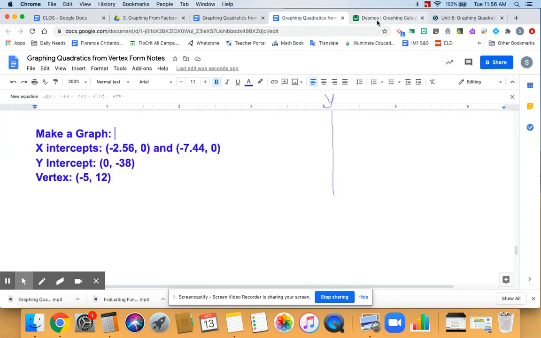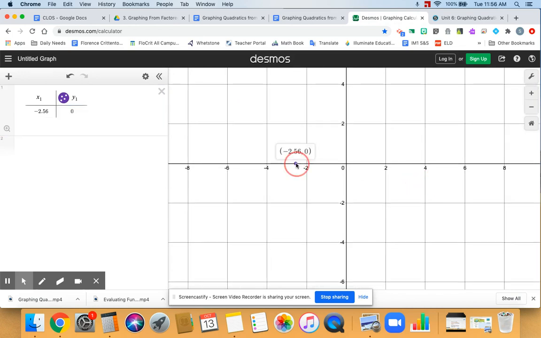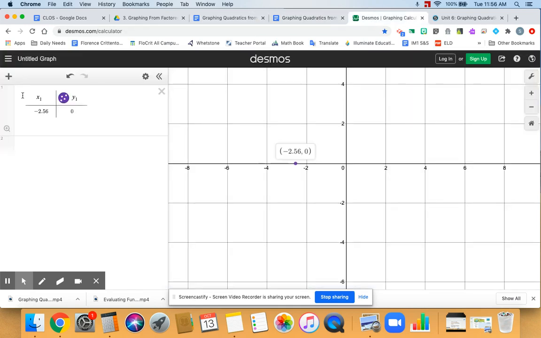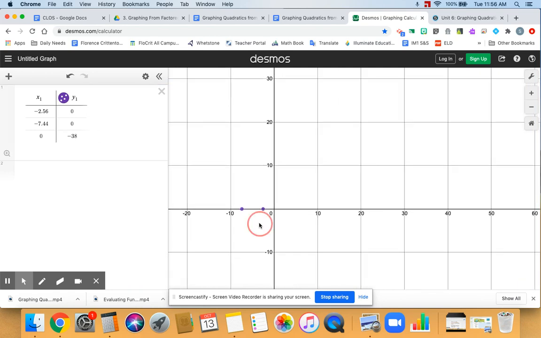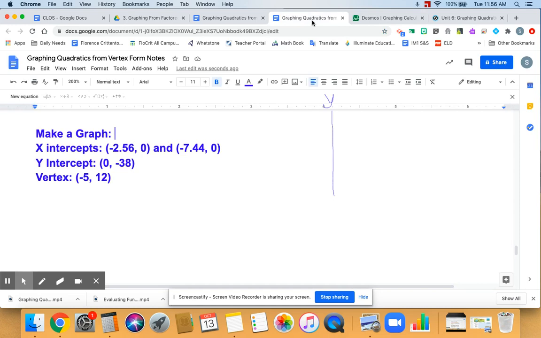So for this one, I have negative 2.56 with 0. That's right here. I have negative 7.44 with 0. So that's right here. I have 0 and negative 38. Zoom out for that because that's all the way down here. And then for my vertex, it's negative 5 and 12.